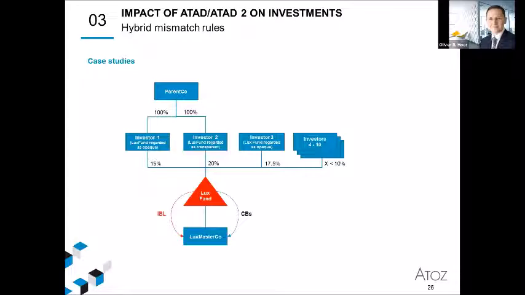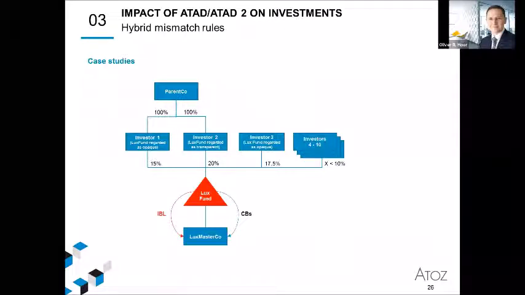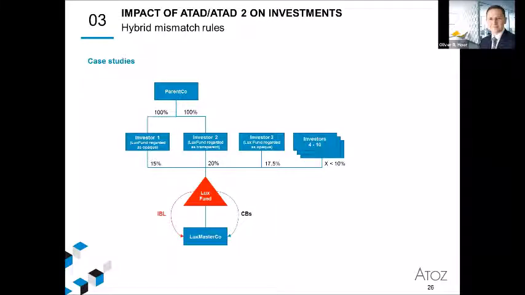Investor two owns 20%. Then we have investor three owning 17.5%. Again, investor three is resident in a jurisdiction that considers the fund to be opaque. And then we have investors 4 to 10 that each own less than 10%. Now, if we apply the rules around the related party test and the acting together concept, here we would say, okay, investors 4 to 10 own less than 10% in the fund, and these investors are therefore excluded from the aggregation based on the de minimis rule.